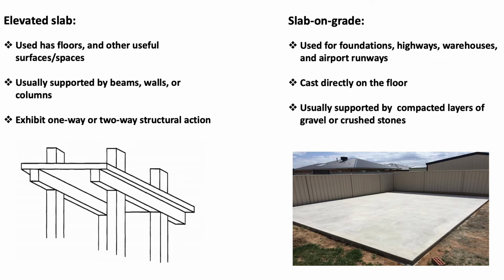Reinforced concrete slabs can be divided into elevated slabs and slabs on grade. Elevated slabs are usually used as floors and other useful surfaces or spaces. They are usually supported by beams, walls, or columns and exhibit one-way or two-way structural action. Slabs on grade are usually used for foundations, highways, warehouses, or airport runways. They are cast directly on the ground and are usually supported by compacted layers of gravel or crushed stones.